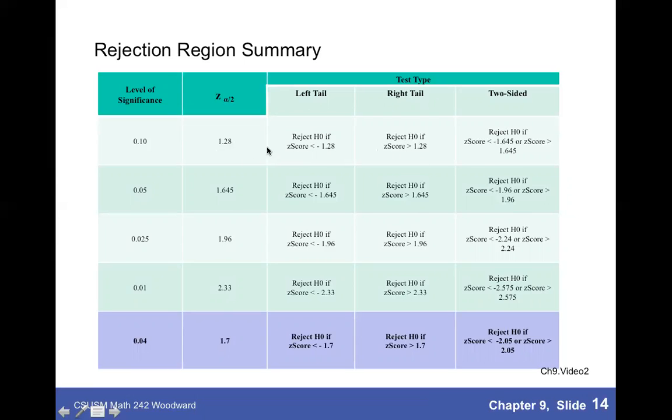Because now my alpha is 0.1, so I need half of 0.1, which is 0.05. So I need to find in the body of the table where 0.05 is. Maybe if you study this chart a while, you can figure out where these numbers are all coming from. Regardless, you have them in front of you now. I will post this for you.